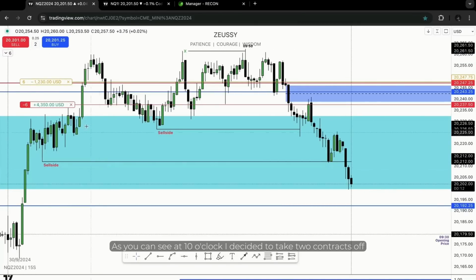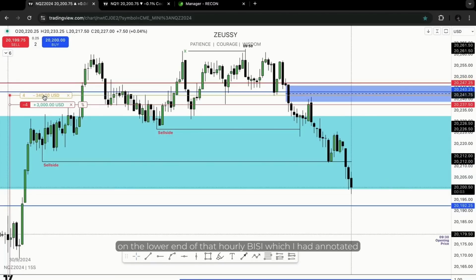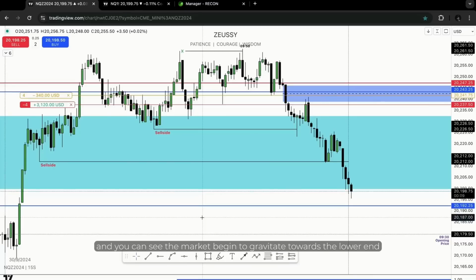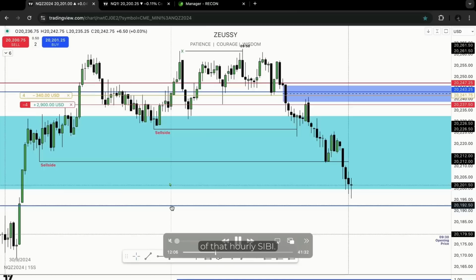As you can see at 10 o'clock, I decided to take 2 contracts off on the lower end of that RECB, which I had annotated based on that RE chart. And you can see the market begin to gravitate towards the lower end of that RECB.